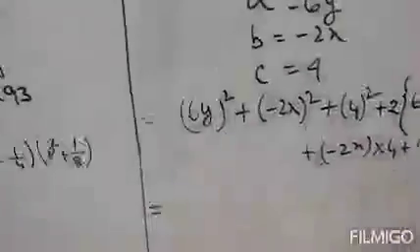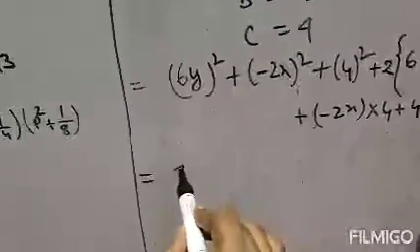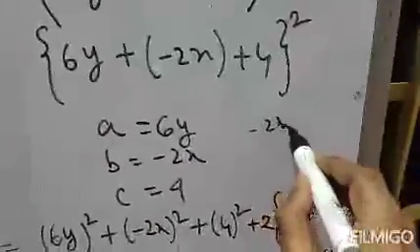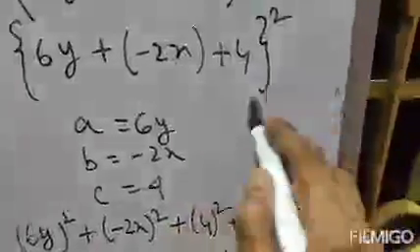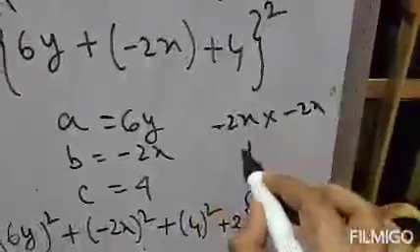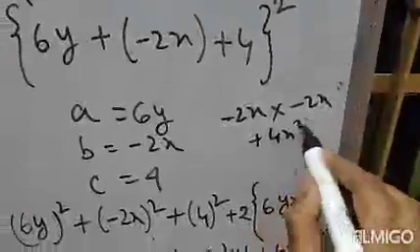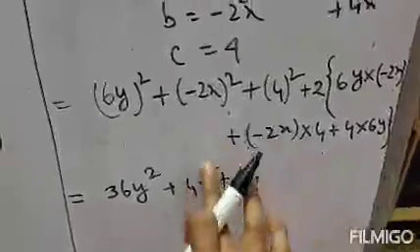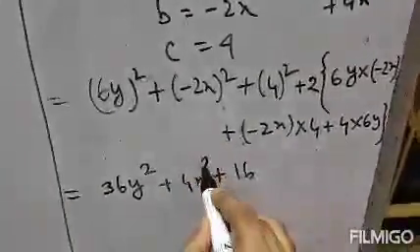Now 6y square means 6y into 6y, so 6 sixes are 36, and y into y is y square. Plus minus 2x whole square means minus 2x into minus 2x, minus into minus is plus, 2 twos are 4 and x into x is x square. So this is 4x square, plus 4 fours are 16, 4 square means 16.